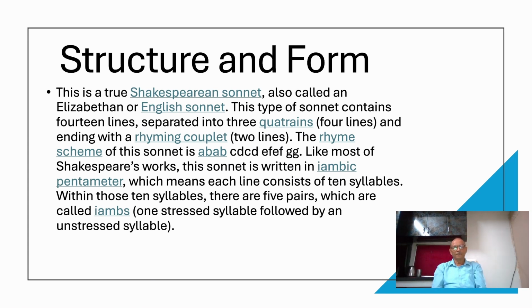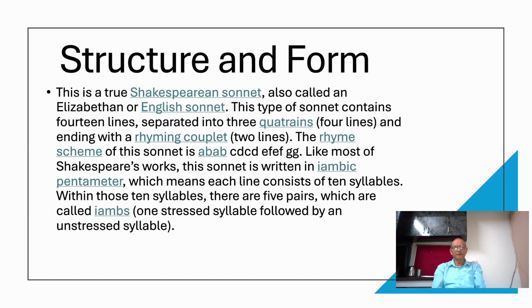Structure and form. This is a Shakespearean sonnet, also called an Elizabethan or English sonnet. This type of sonnet contains 14 lines separated into three quatrains, of 4 lines each, and ending with a rhyming couplet, of 2 lines. The rhyme scheme of the sonnet is ABAB, CDCD, EFEF, GG.